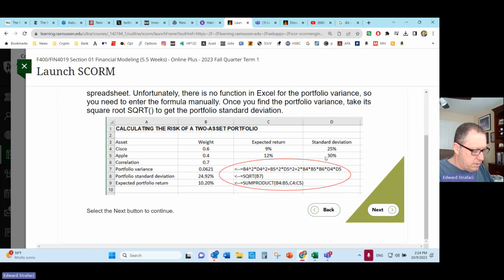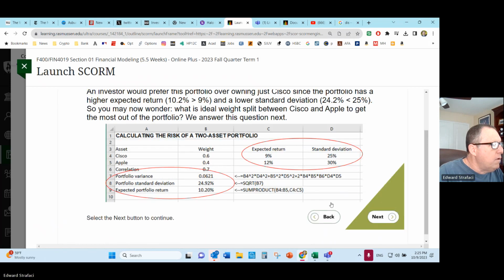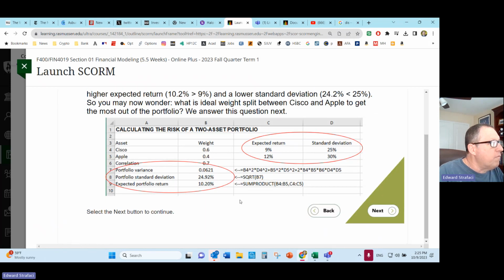times 0.6 is 15%. I'm going to store that. And 30% times 0.4, I'm going to store that. Recall 1 plus recall 2. That would give you an overall standard deviation of 27%. But notice it only equaled 24.9% because of diversification. Okay.